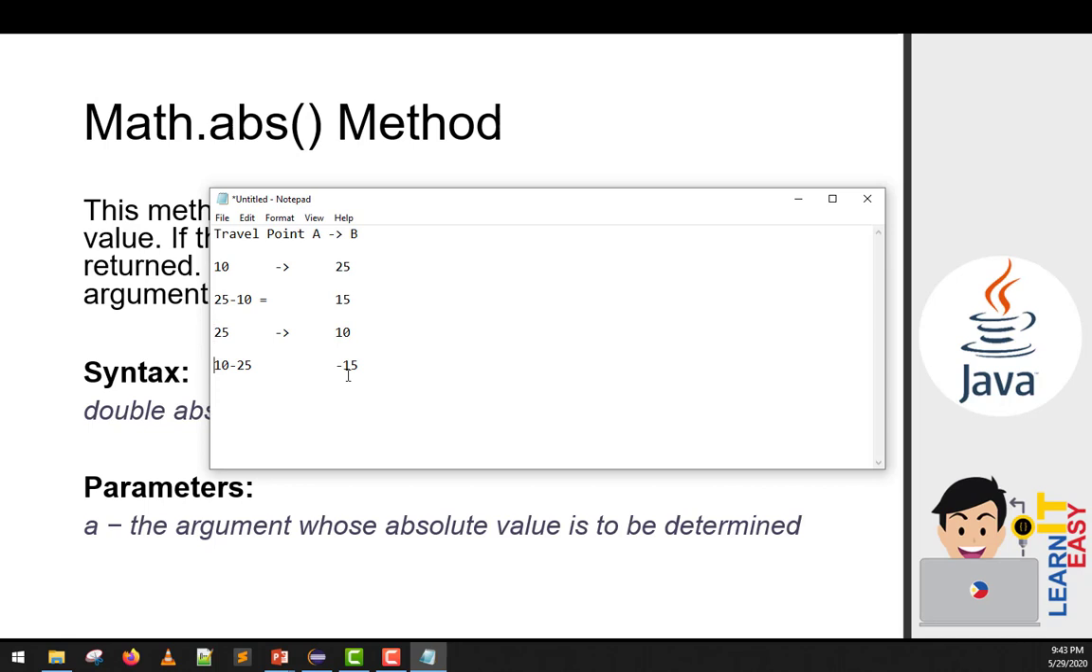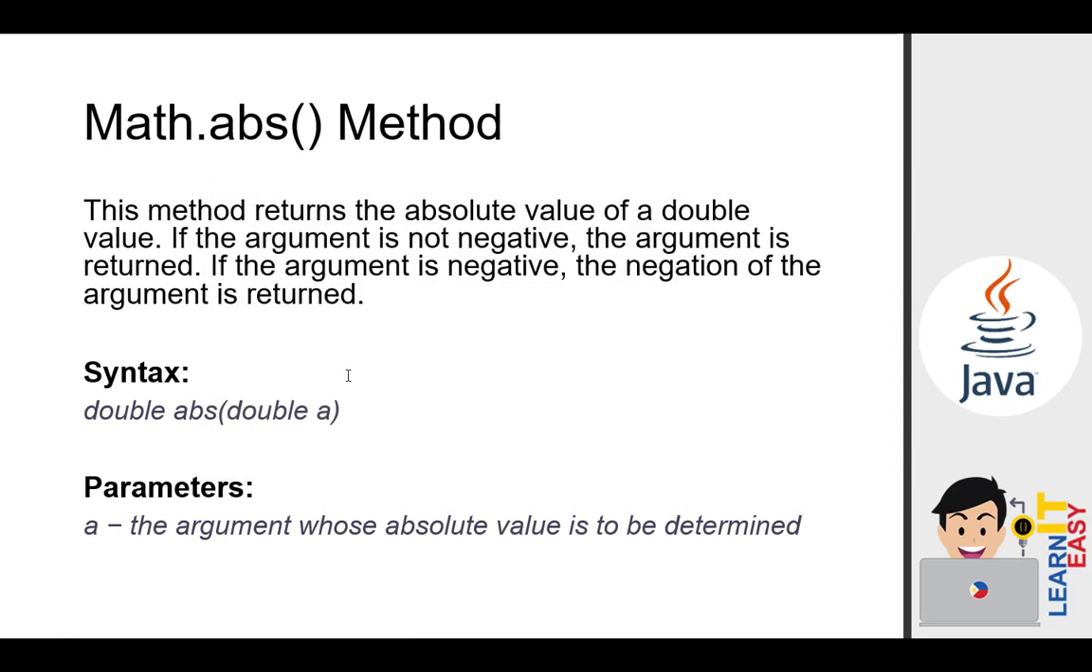Pero kapag nagkaroon tayo ng output na negative, makakancel out lang yung negative na yan at papalitan natin yan ng positive 15. So, wala naman kasing problema dahil kahit negative yung sagot natin, still that is considered as 15-kilometer travel. So, isa lang yung pag-measure ng distance doon sa practical usage ng absolute method.